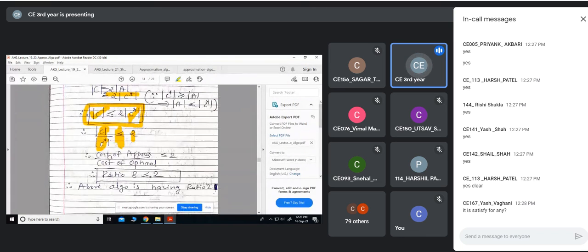Which means the cost of the approximate solution over the cost of the optimal solution is less than or equal to 2. Here the cost means the size, the number of vertices. The notion of cost varies from problem to problem. This means the approximation ratio is less than or equal to 2. And hence I proved this theorem, so it's ratio 2.